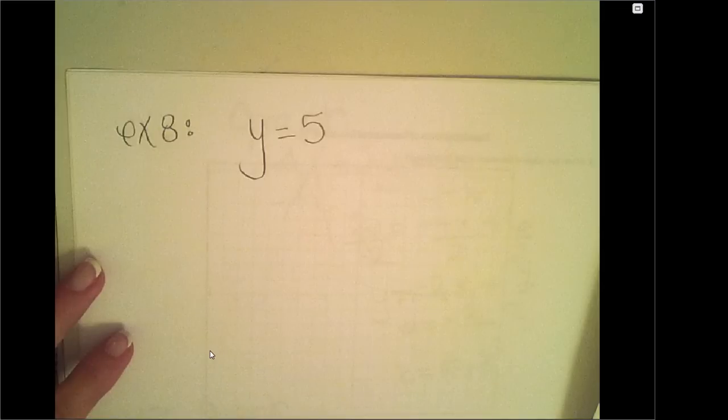Now, as you know, there are two special cases. Okay, y is equal to 5. That is written in slope-intercept form.